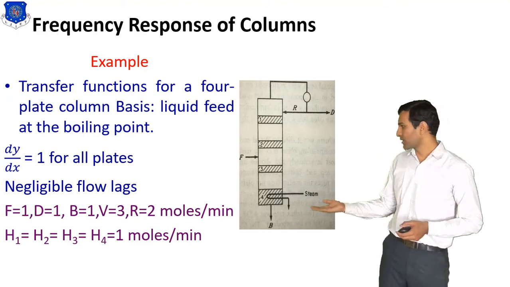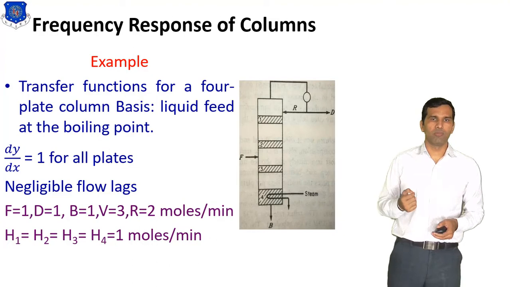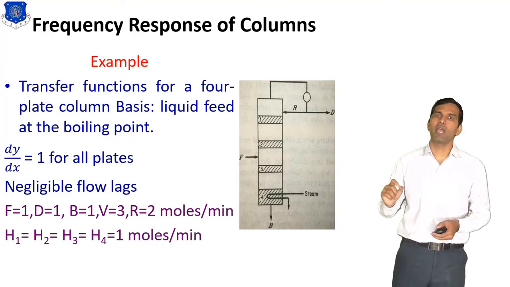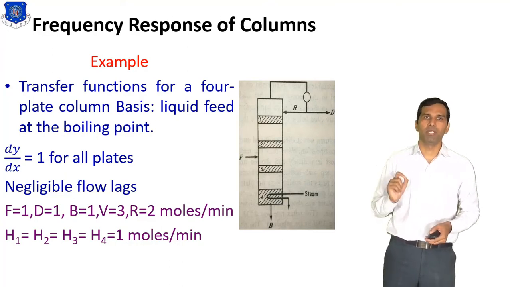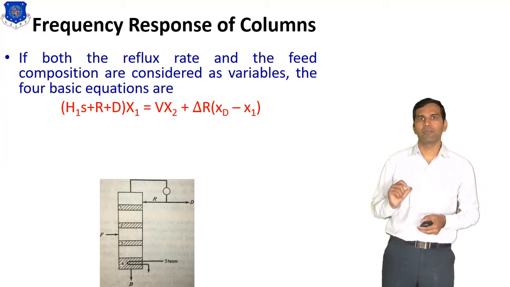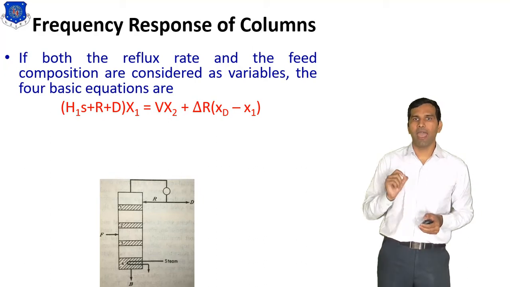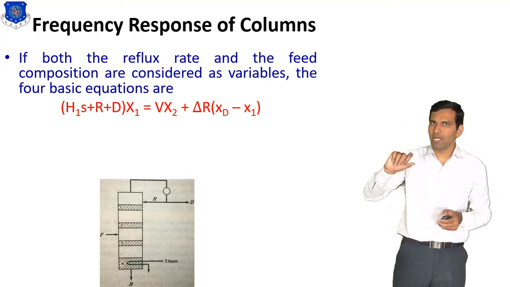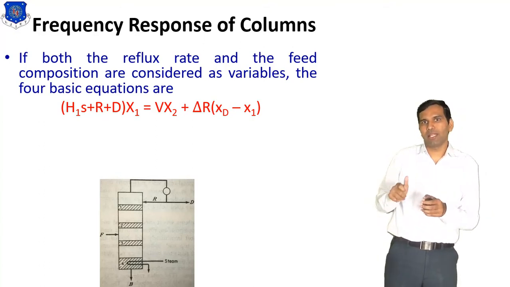In the figure you can consider there are 4 plates, and the value of H1, H2, H3 and H4 here is the same, 1 mole. Now both the reflux rate and the feed composition are considered as variables.